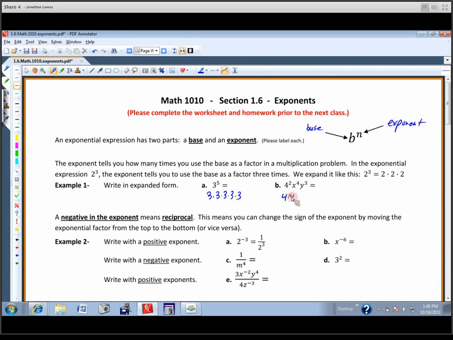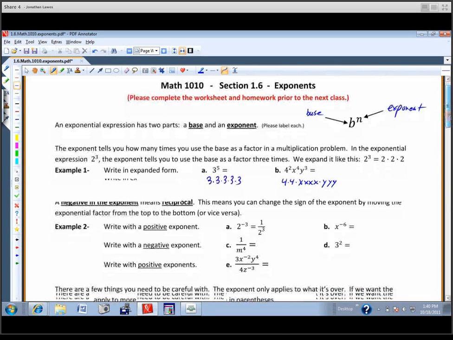But here we've got a variable expression. So I've got 4 squared. So that's going to be 4 times 4. X to the fourth, that means x times x times x times x, and then y to the third, y times y times y. So there's our expanded form.